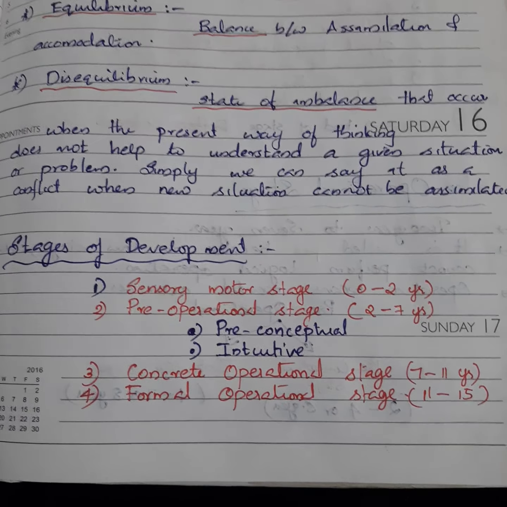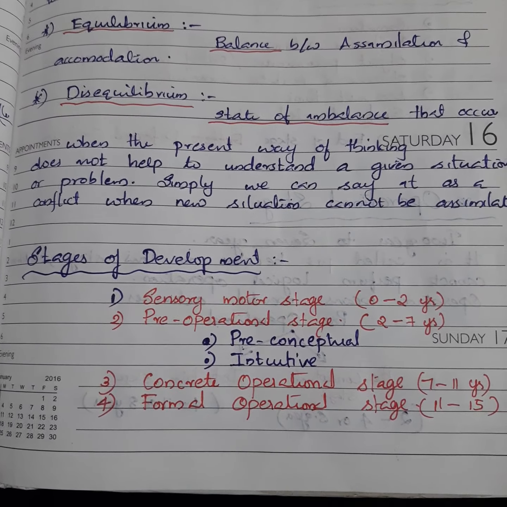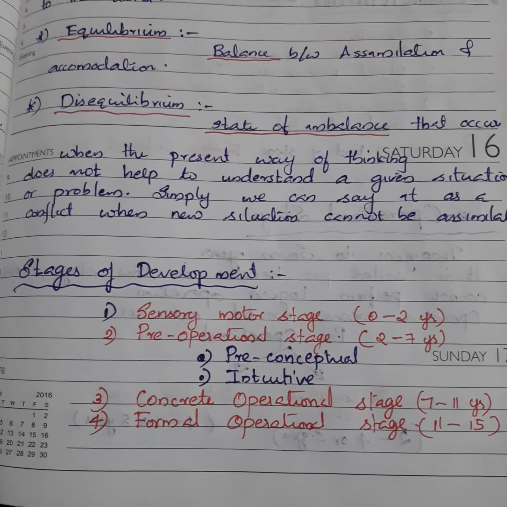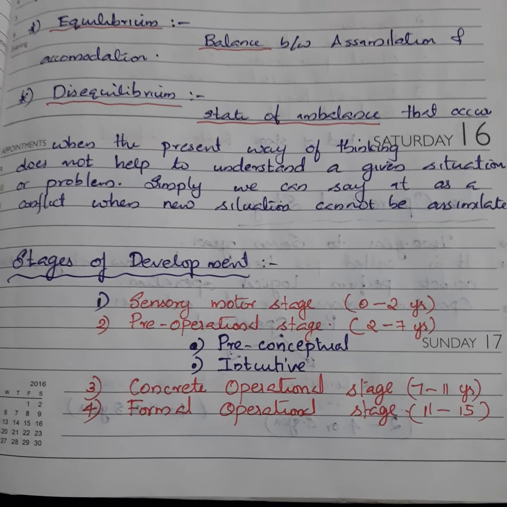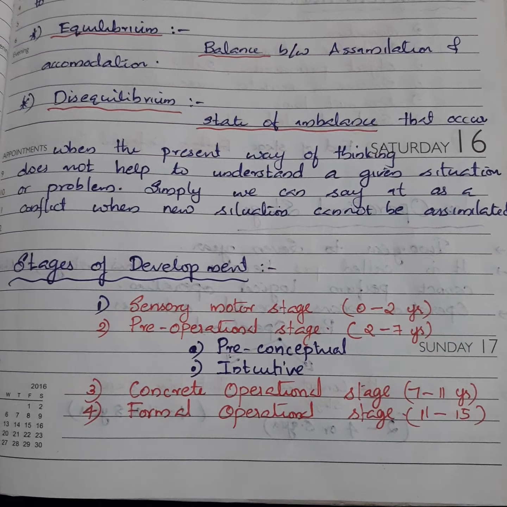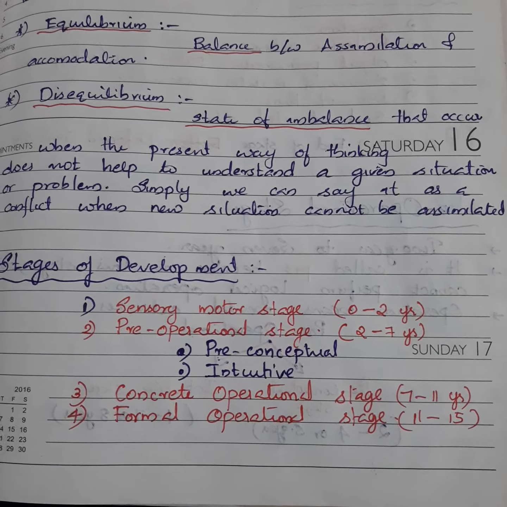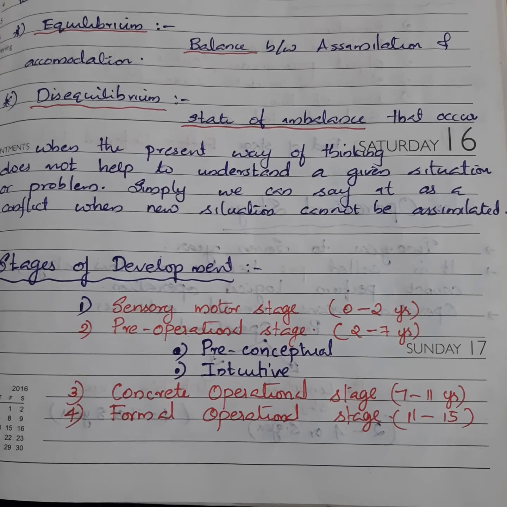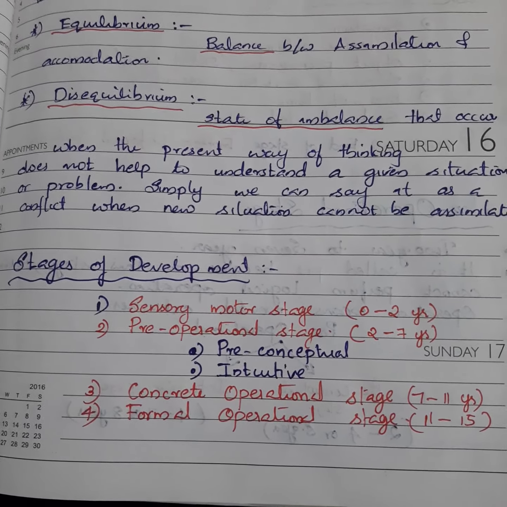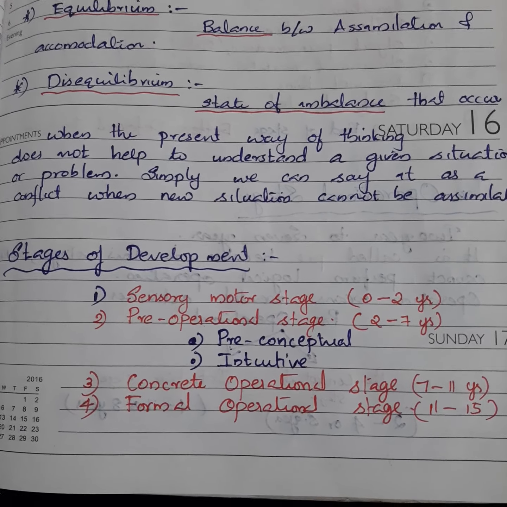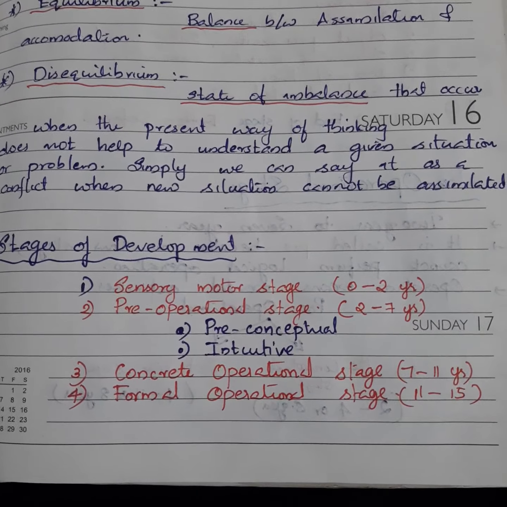Next one is the stages of development. Piaget has explained and discussed the different stages of cognitive development. He believed that cognitive development takes place through four fundamental stages. All children have to pass through these stages to reach the next higher level of cognitive thinking. Now let's check out what are the stages of development.